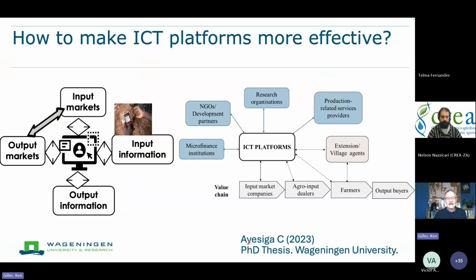But how do we actually get inputs to farmers? We had one PhD thesis, Koneti Ayisiga, who worked with N2Africa. She continued to work on information communication technology platforms in northern Uganda, where these platforms, working through mobile phone systems, could help to be a broker between different institutions, NGOs, research, input suppliers, extension agents, what we call village-based agents, to link into farmers and to output markets.